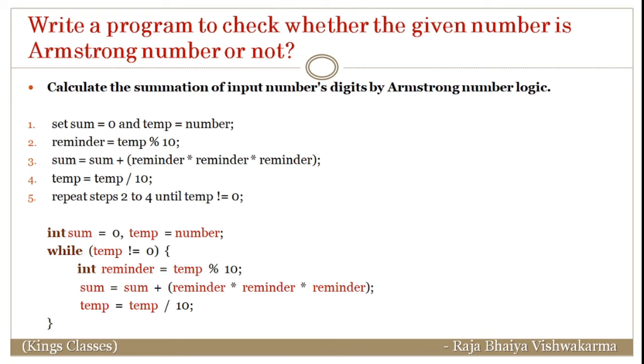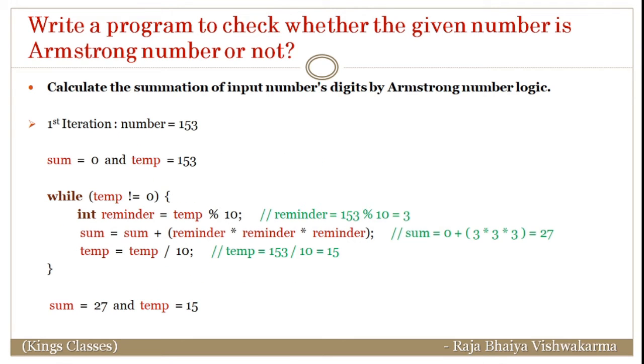Here, as you can see, I have declared one variable sum and assigned it 0, and in another variable temp I have assigned the input number. The steps from 2 to 4 I have written inside a while loop, and the condition for that while loop I have given as temp does not equal 0. So this while loop will work for each digit of the input number. Next I will explain each iteration of the while loop with some input number. Let's move ahead.